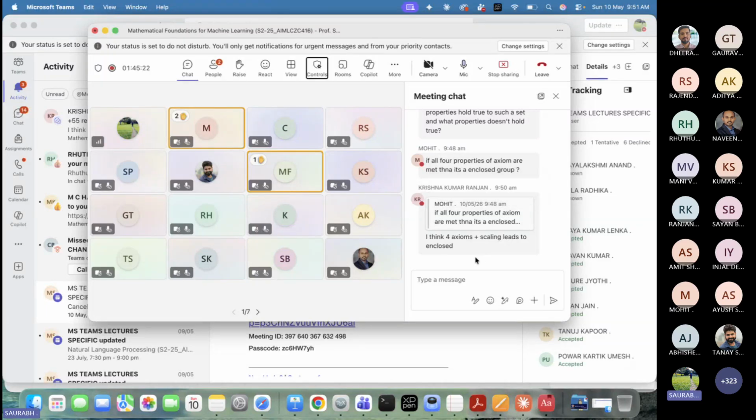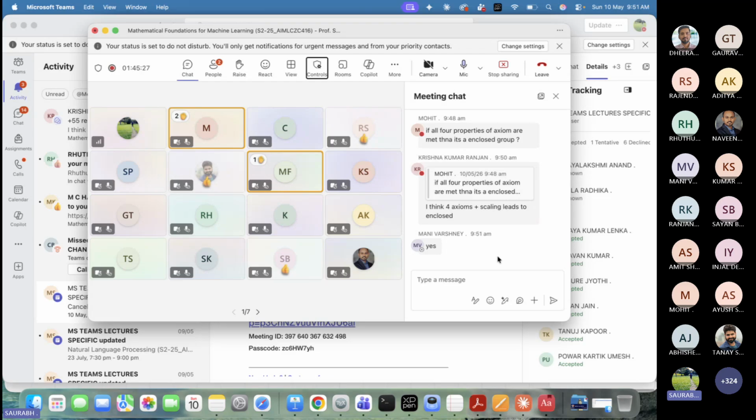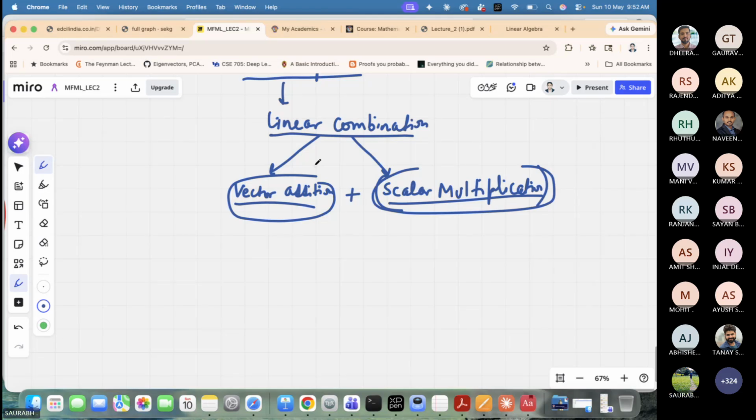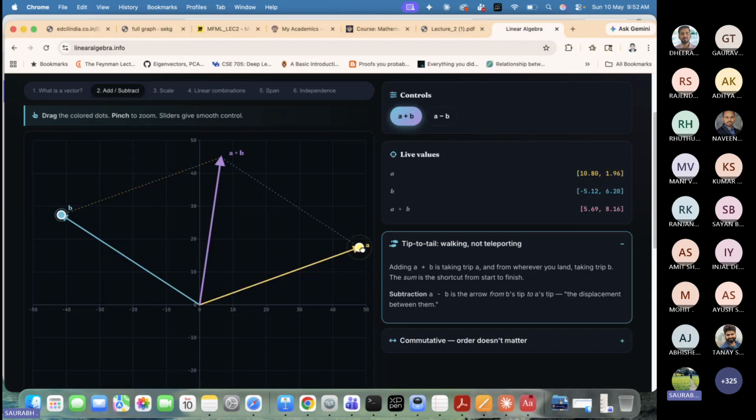When you scale vectors and add them together, you are able to reach a few new points. That's all, right? These are called linear combinations. Linear combinations are nothing but new positions that we get by scaling and adding vectors. That's what you saw on that side. You scale vectors and add them together, and you get to new points. So these are called linear combinations.